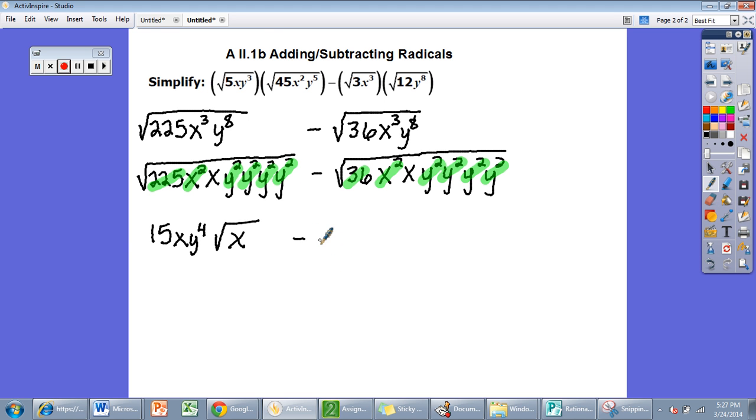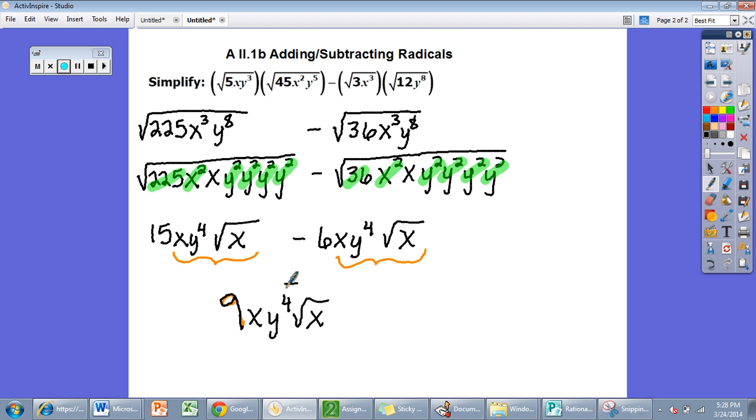Okay, the square root of 36 is 6. I have 1 x, and I have 4 y's. And what I have left over on the inside is the square root of x. Okay, this ending is the same. X, y to the 4th, square root of x. X, y to the 4th, square root of x. I have 15, take away 6, which means I have 9. X, y to the 4th, square roots of x. And that is your final answer.